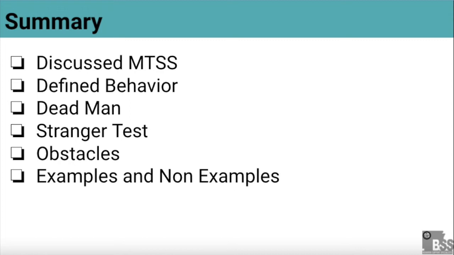In this behavior break, we discuss MTSS in relation to behavior in the classroom for academic and social goals. Next, we defined what behavior is in observable and measurable terms and the importance of using tools like the Dead Man and Stranger test. The discussion also addressed common obstacles encountered when defining behaviors. And lastly, we reviewed an observable and measurable behavior from a typical classroom, which included examples and non-examples within the behavioral definition.